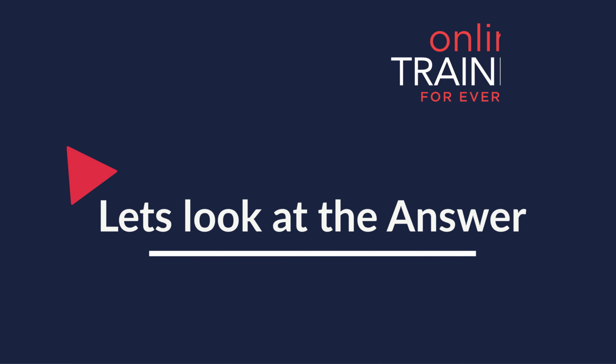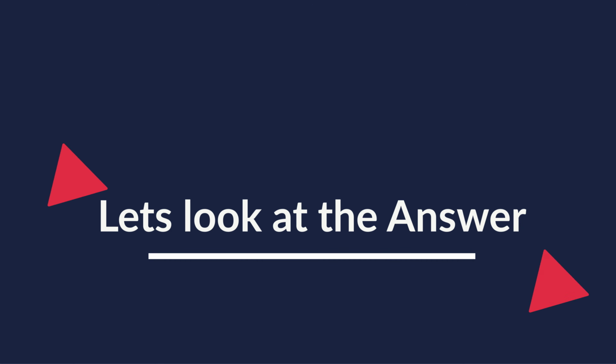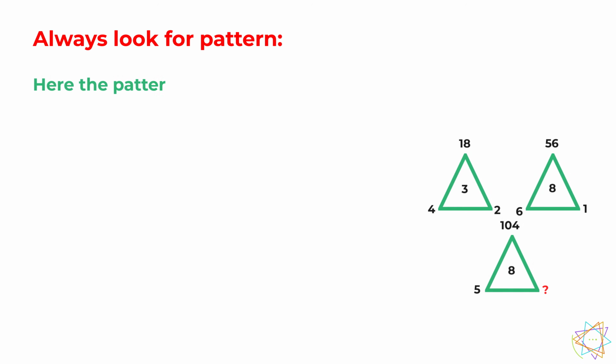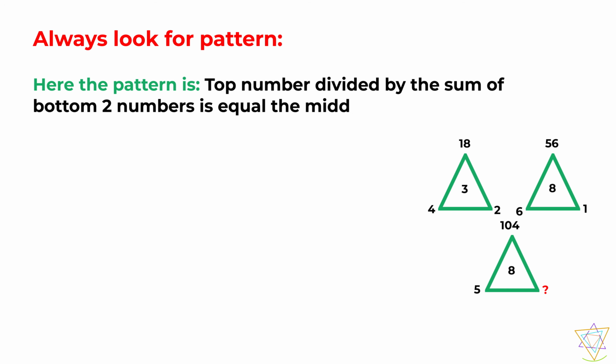As usual, my advice to you, always look for patterns. And in this particular problem, the pattern is that the top number divided by the sum of the bottom 2 numbers is equal to the middle number. Let's look at the example.